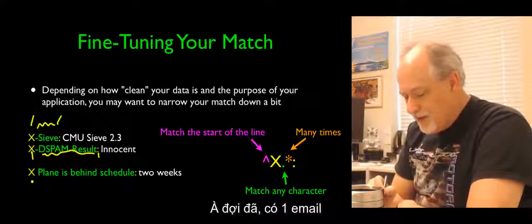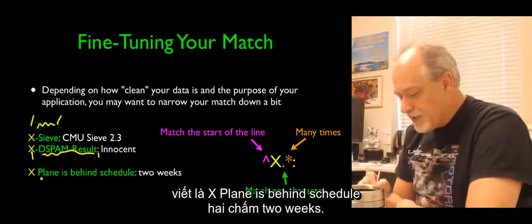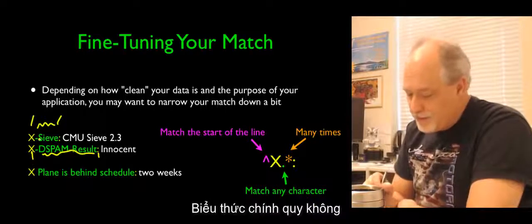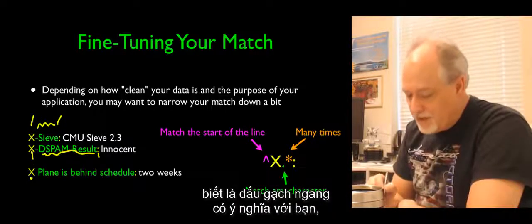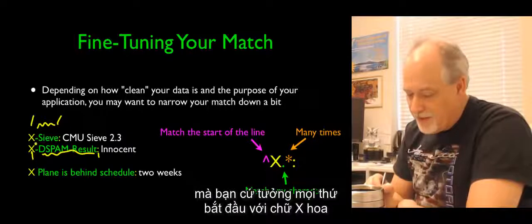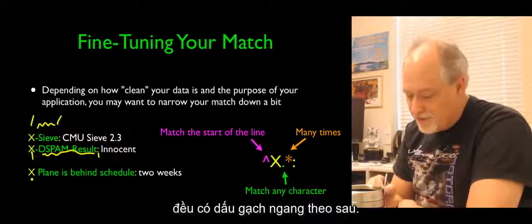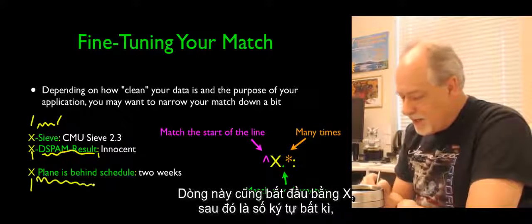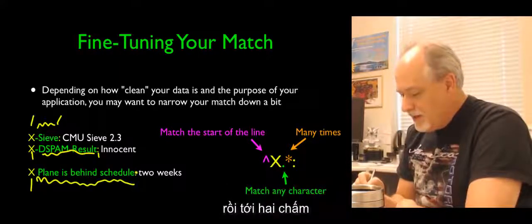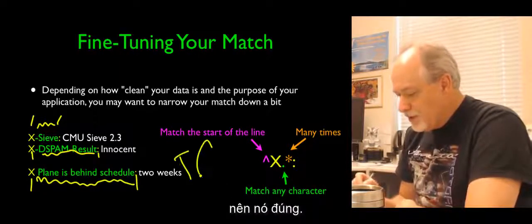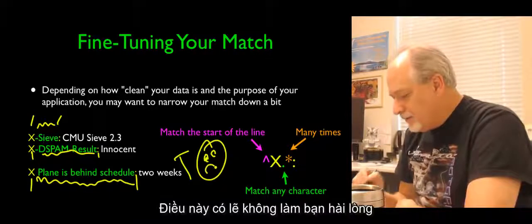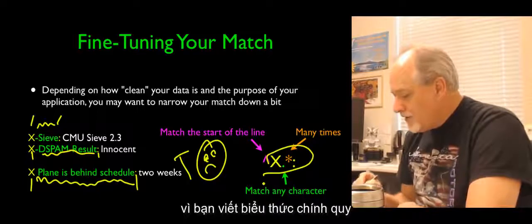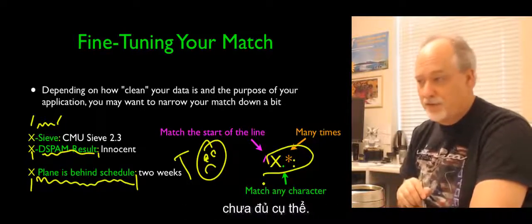Oh, wait, and there's an email message that says X plane is 2 weeks behind schedule, colon, 2 weeks. Well, the regular expression didn't know that dash made sense to you, and you just assumed that everything that started with a capital X had a dash after it. So X is what it starts with, any number of any character, and then a colon. So this becomes true. This may not make you happy, right? It may not be what you're looking for because you haven't been specific enough in your regular expression.